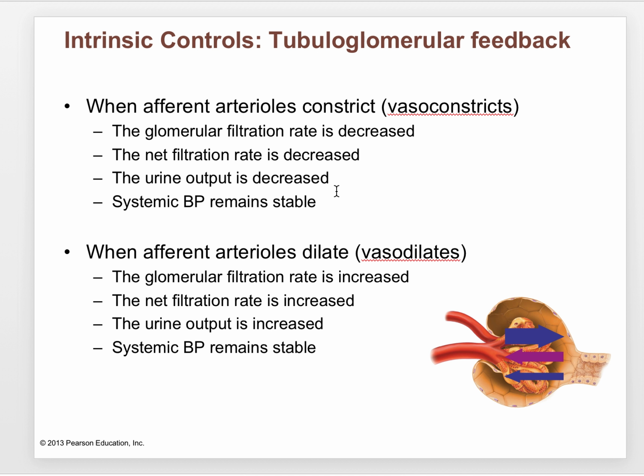When afferent arterioles constrict, or vasoconstrict, it decreases the glomerular filtration rate. Therefore, the net filtration rate is decreased, the urine output is decreased, but the systemic blood pressure remains stable. When the afferent arterioles dilate, the glomerular filtration increases, the net filtration increases, the urine output increases, but the systemic blood pressure remains stable. That's the result of the autoregulation mechanisms.